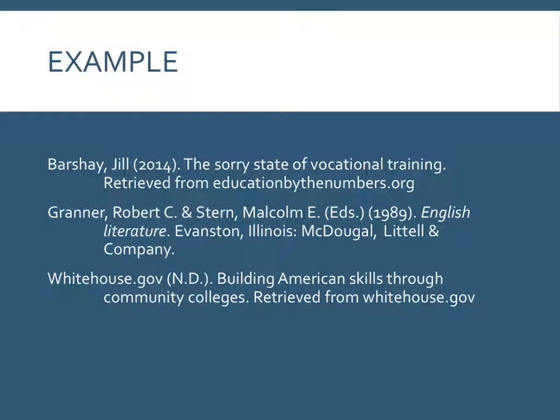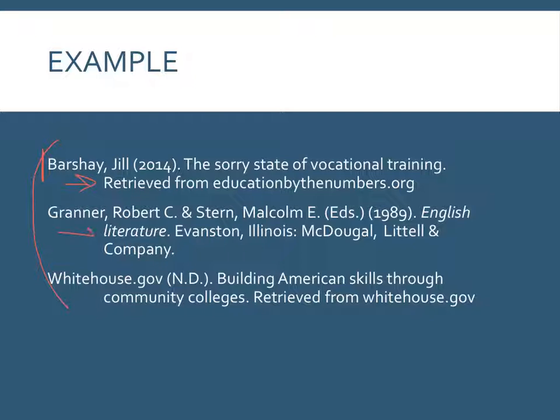So this is an example of a full works cited page. Remember, it should be alphabetical, so we have our B, G, W. It should be formatted properly. This is called a hanging indent. So the first line is going to be flush left, the second and possibly third lines, or even fourth, of any citations will be indented.